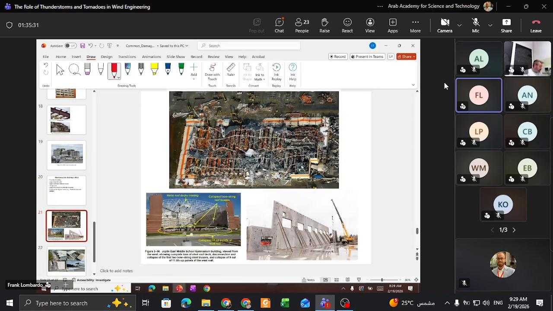Okay, so here's an example too. Here are a couple examples of tilt-up collapses. This was in Missouri after a tornado. These are large concrete panels, tilt-up panels, which you can see under construction here. You can see they're very large, very heavy concrete panels.